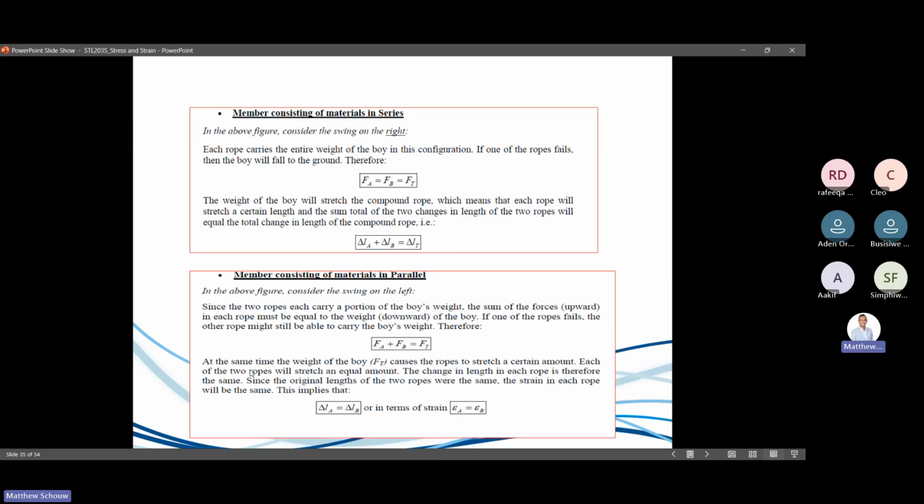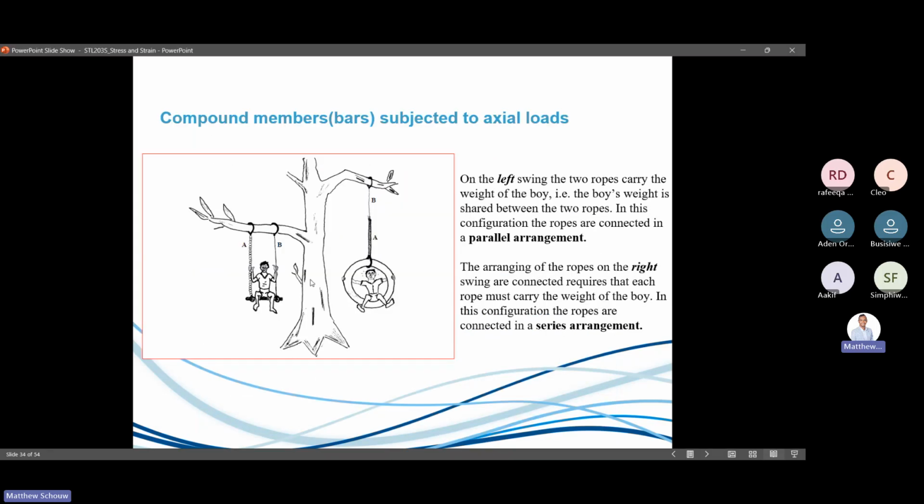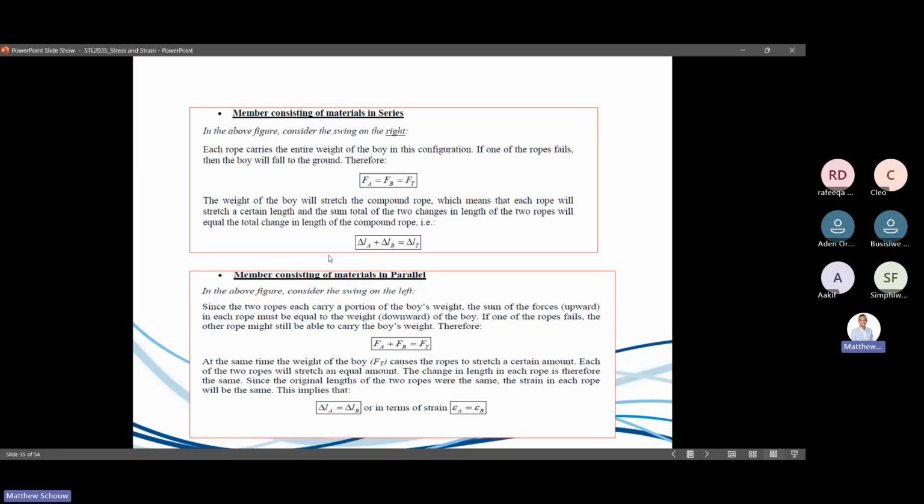At the same time, they say the weight of the boy causes the rope to stretch a certain amount. Each of the two ropes will stretch an equal amount. Obviously, we're assuming the ropes are of equal length. Therefore, as he sits down, they will both extend by, let's say, 20 more equally. I hope that's clear. So these relationships are very important over here. So know what the difference between a series and a parallel arrangement is. I hope we can see this to a degree.